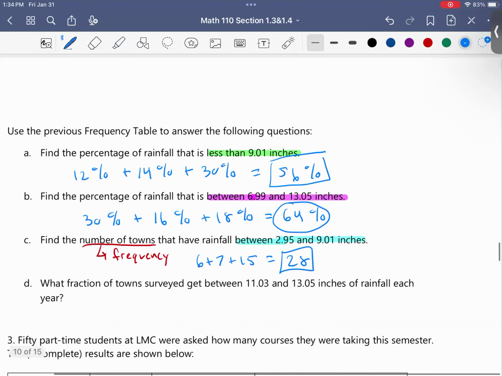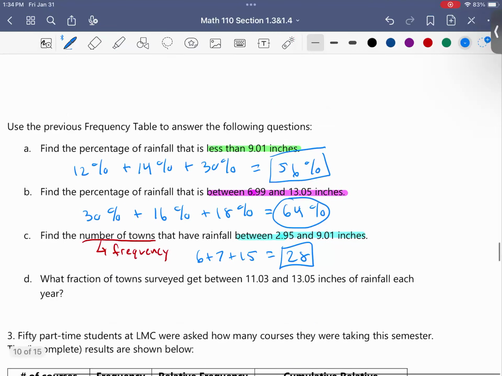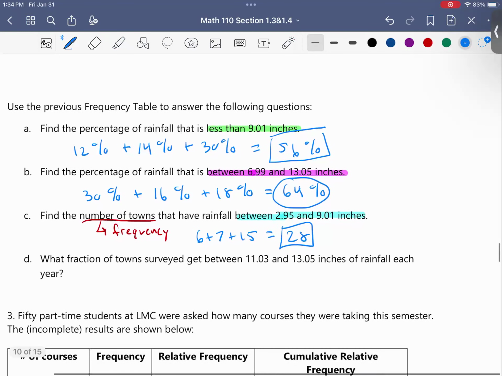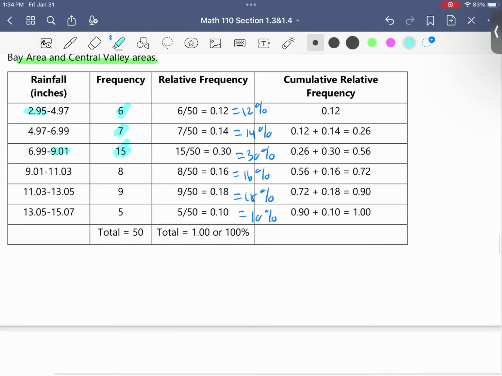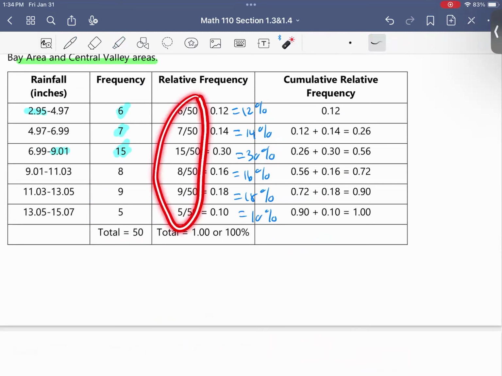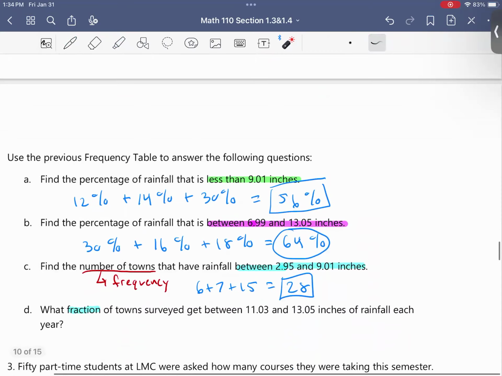Okay, so part D states what fraction of towns surveyed gets between 11.03 and 13.05 inches of rainfall each year. So we're talking about fractions. So that's still relating to relative frequency, but we're already given it in fraction form. So we just got to account for what the question's asking.